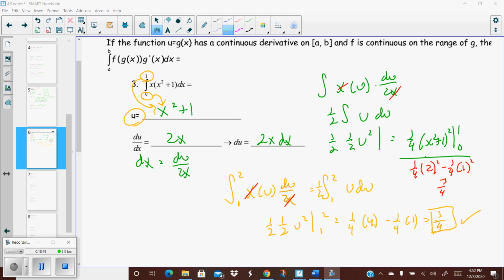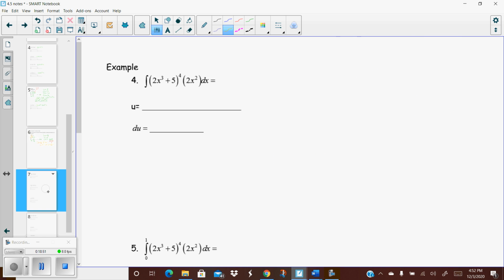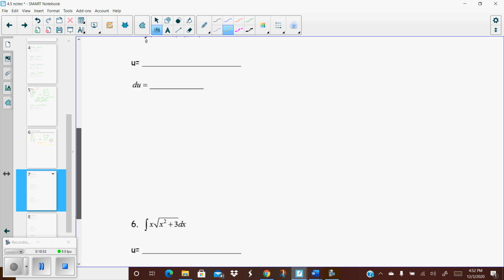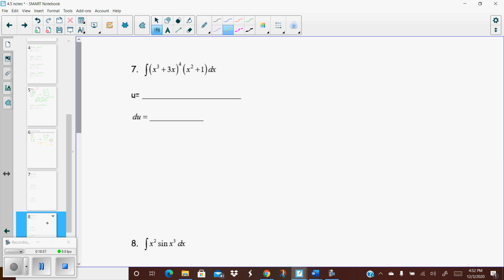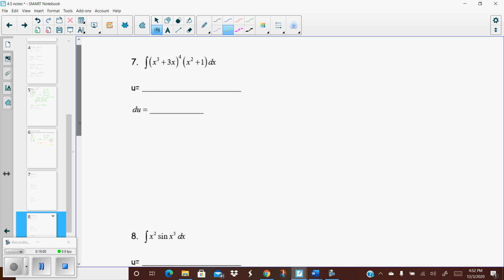All right, we are going to skip all the way down to number 7. Completely skip a whole page there. The rest of them are good practice for you guys. Number 7 has something interesting in it that we'll do.